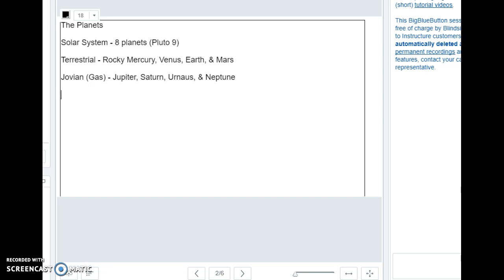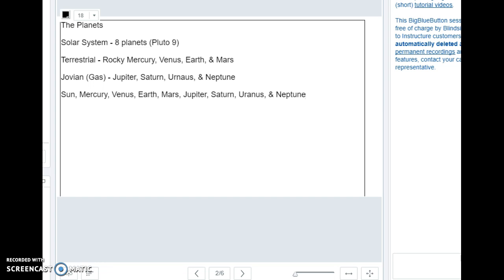All right, so you need to be sure that you know the planets in order from the Sun. So you should be able to list those off. And they are Sun, Mercury, Venus, Earth, Mars, and then we have Jupiter, Saturn, Uranus, and Neptune. And then of course we would have Pluto.